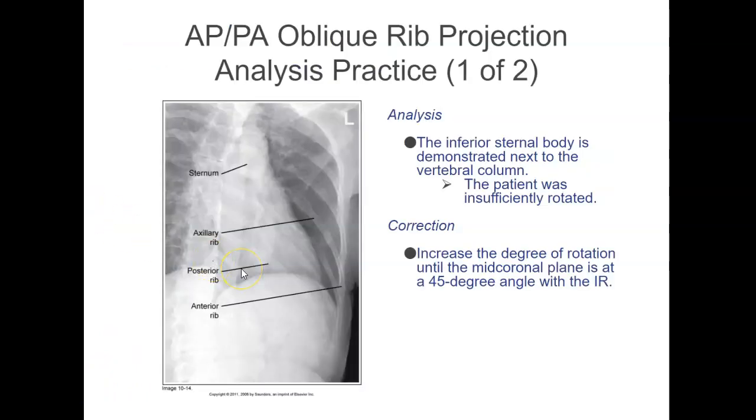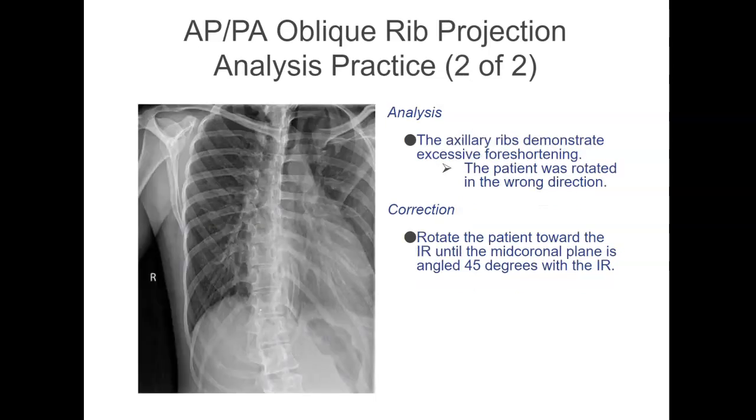So let's look at a rib practice analysis. This is an AP oblique analysis. As you can see, the inferior sternal body is actually demonstrated next to the vertebral column. So therefore, we should start thinking insufficient rotation. The chest was not rotated enough, and the 8th and most of the 9th posterior rib is seen above the diaphragm. The exam was not obtained on a full expiration. In order to correct this, we definitely want to take the exposure on expiration, and we want to increase that degree of obliquity to a 45-degree angle.